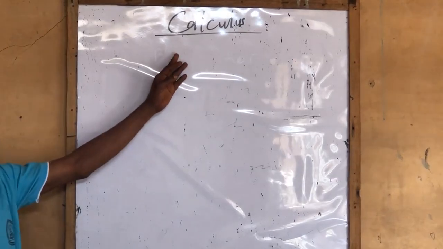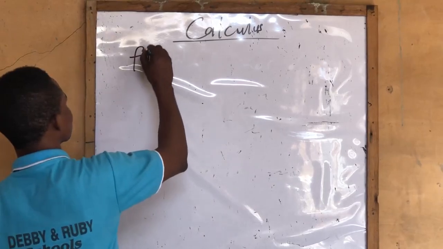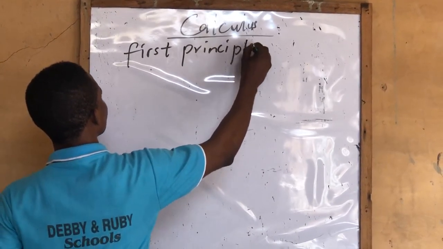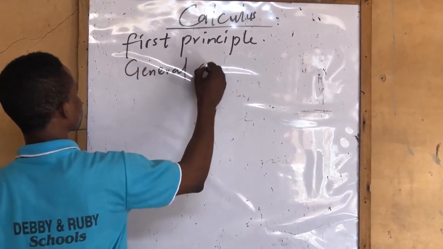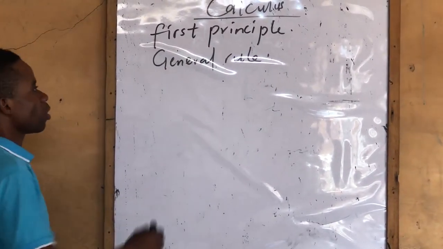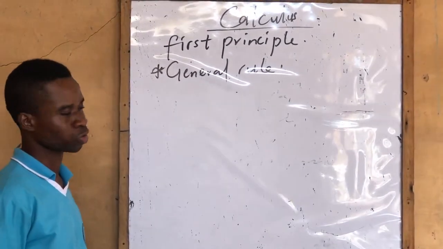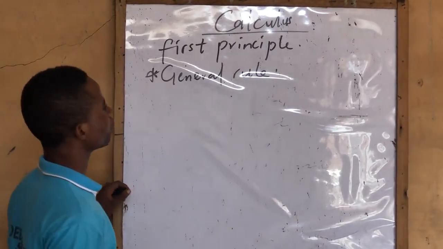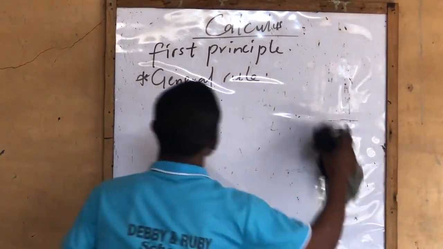Now, when we talk about calculus, we have first principle method, first principle, and we have general rules. But for today, I will start with the general rules of differentiating in calculus. Now, what is the formula when we are differentiating in calculus? Today, I'll be talking on differentiation.